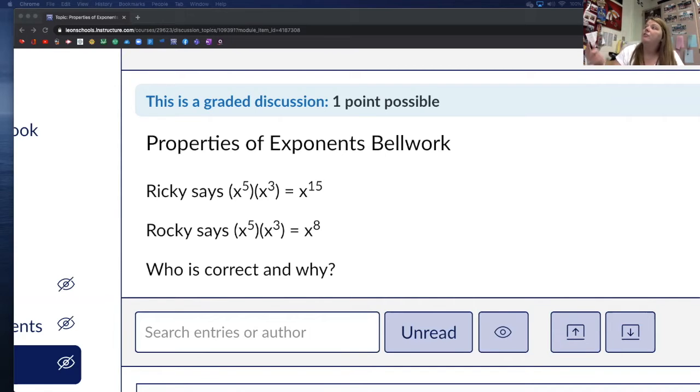So I could have just written out 5 x's and 3 x's and notice that there were 8 x's total, but there are all these different rules that we can go by that kind of give us a little bit of a shortcut. So we're going to talk about those. You looked at a couple of them, but we're going to talk about all of them together. So you need to be on page 6 in your Algebra Nation book, please. Page number 6.